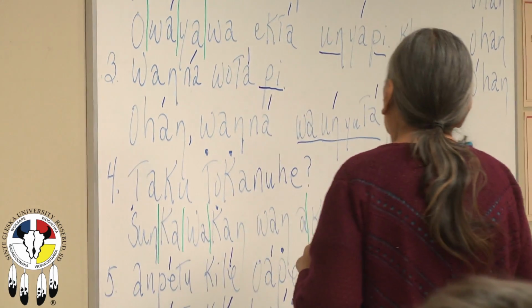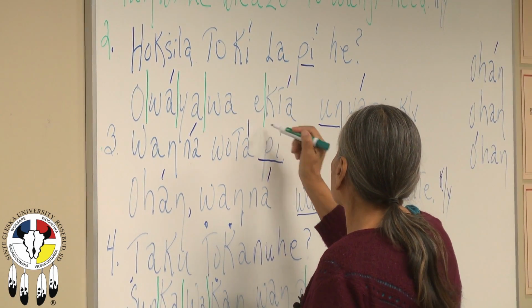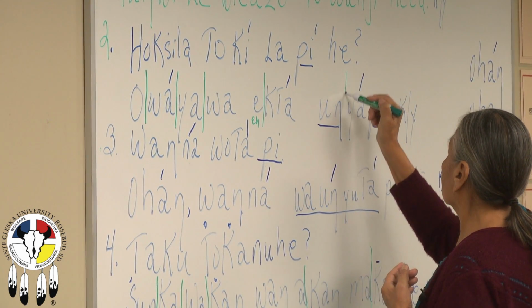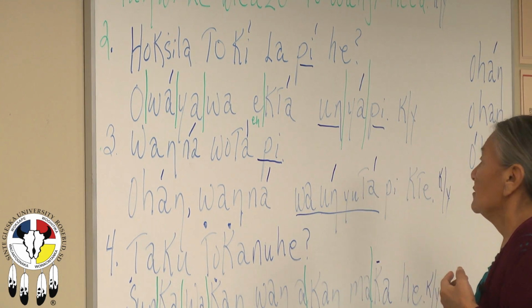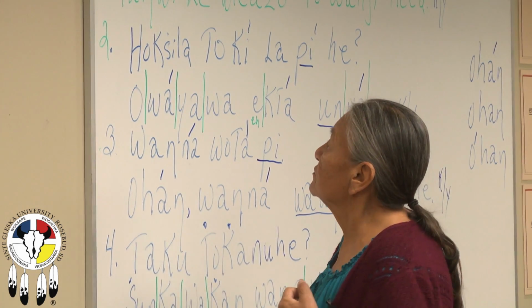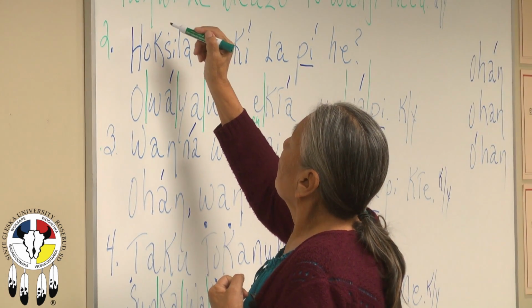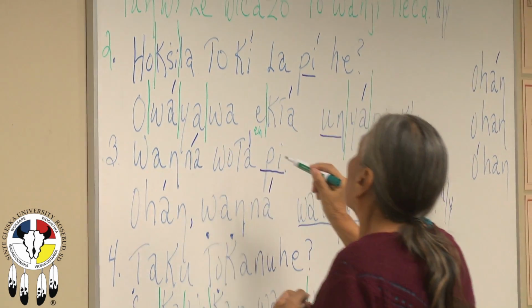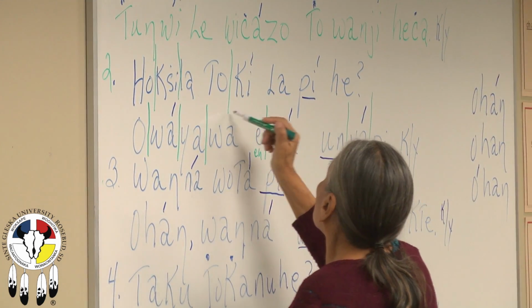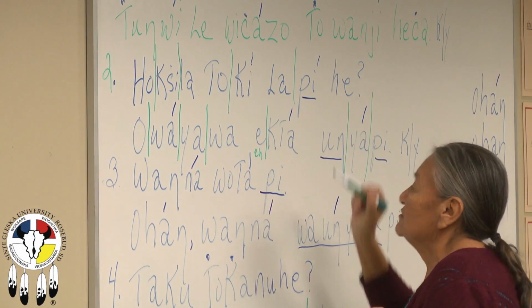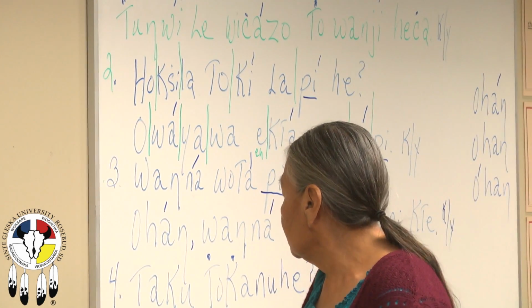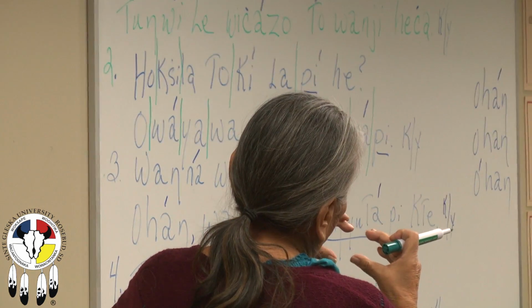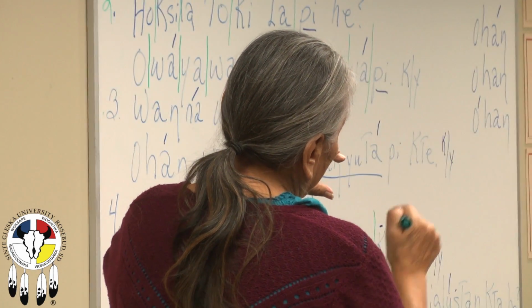Wayawa ekta. See, ek is a. Don't forget, it's always a EH. Unyapi. So when you write your Lakota words, you learn how to. Hokshila. Dokilapihe. See how it goes? So when you write your sentences down, you can put the word together as a group, but make it kind of separate, and that way when it comes to the syllables, you break it down.